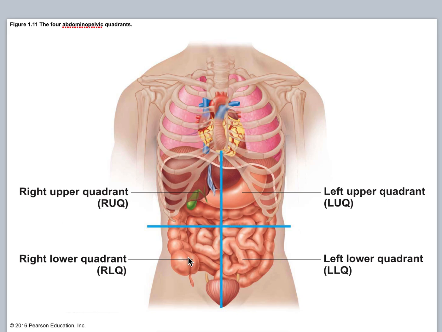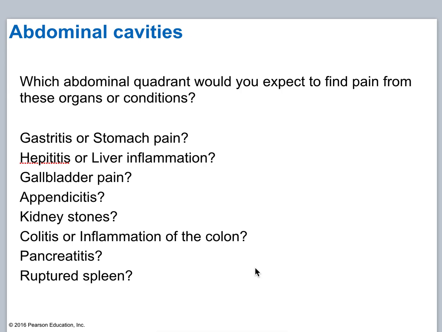But there could also be just inflammation of the intestines, called enteritis, or colitis from inflammation of the colon. The colon is in really all four quadrants, so you can see pain in any of the four quadrants based on inflammation of the colon. The left lower quadrant area is primarily the intestines and the colon. So for each of these, determine which abdominal quadrant you would expect to find the pain of these organs.